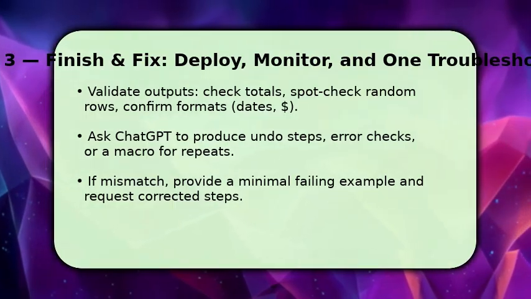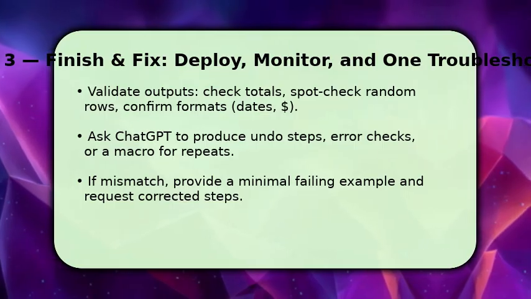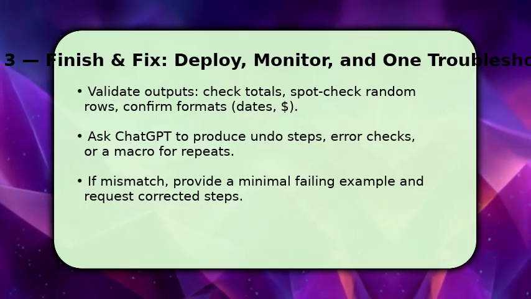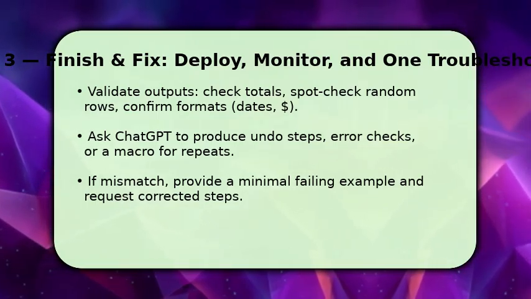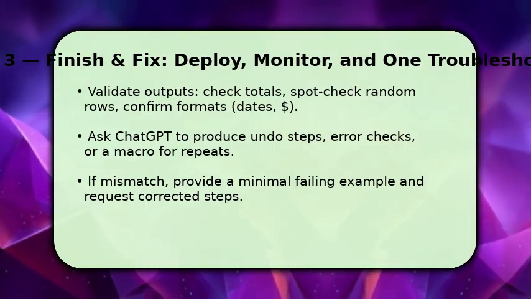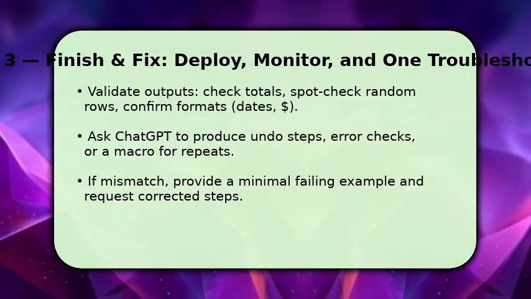Once done, ask ChatGPT for undo steps, lightweight error checks, or an automated macro so you can rerun this process. If something goes wrong, give a minimal failing example, 2 or 3 rows, and request corrected steps or a revised formula. This focused feedback converges on a fix fast.